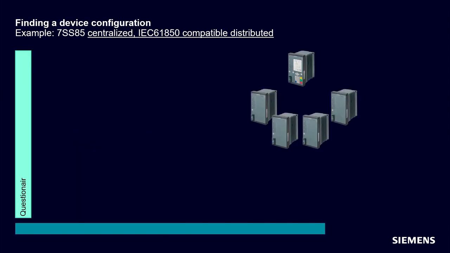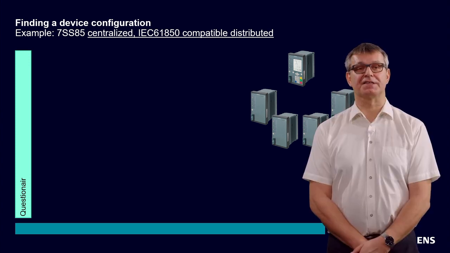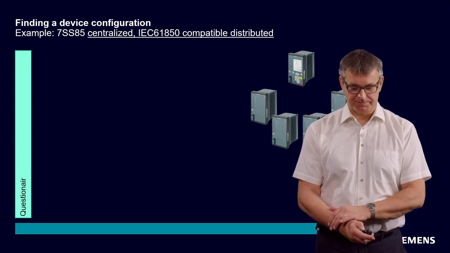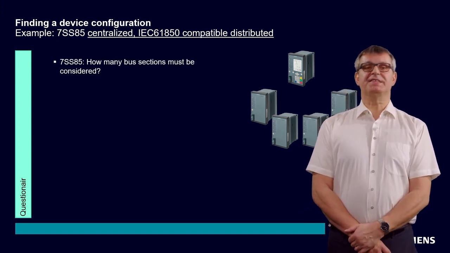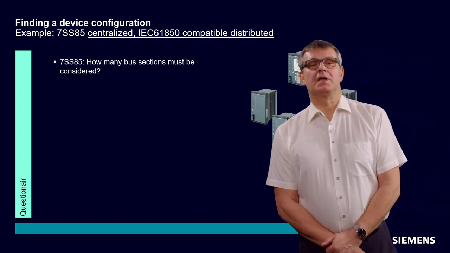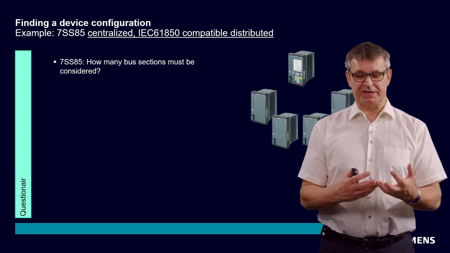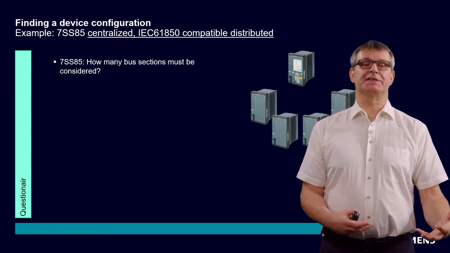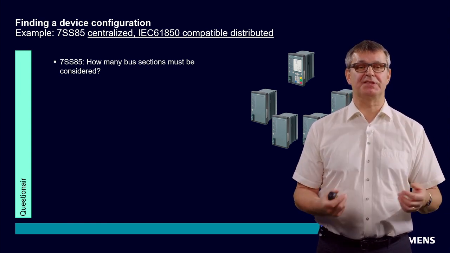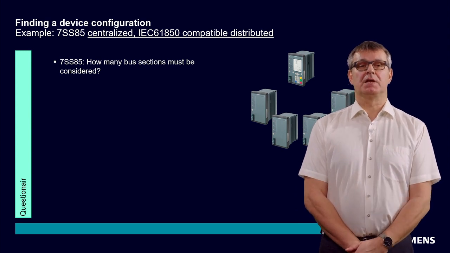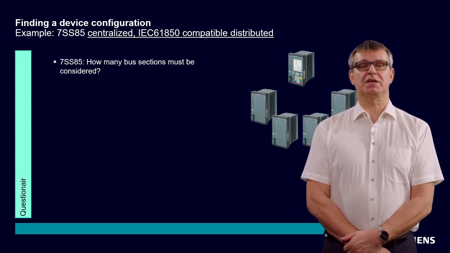So, last but not least, how to configure the 7SS85 IEC 61850 compliant distributed solution, which uses the centralized types of the 7SS85. It's a little bit of a mix. How many bus sections must be considered? The answer for the 7SS85 is the same as for the centralized busbar protection. You have the same types and the same significant features available. So you have to answer how many bus sections must be considered.